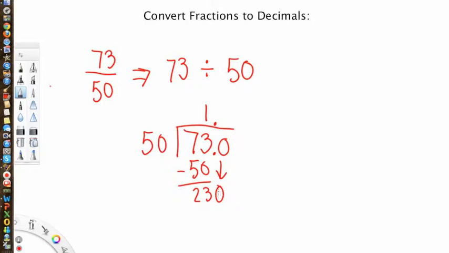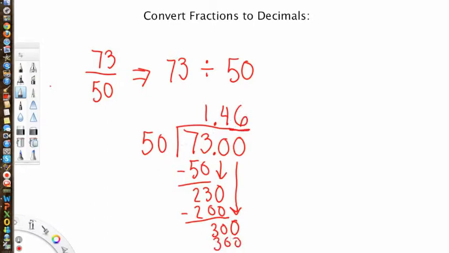50 goes into 230. I would say 4 times up on the roof here. And by the way, our work is going in the basement. 4 times 50 is 200. I subtract. And I get 30 as remainder. I'm not done yet. I got to keep dividing. I bring another 0 down. Okay, got to extend my roof here. There we are. Okay, bring my 0 down. 50 goes into 300. 6 times 50 is 300.